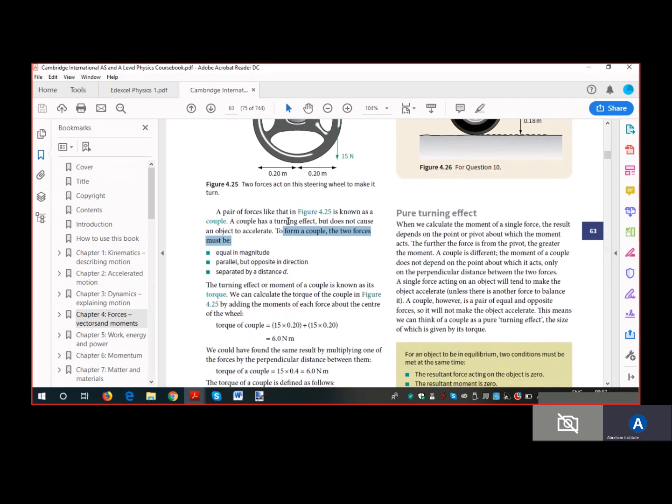So the turning effect, or moment, is called the turning effect. Another name for turning effect is moment. Okay, so the turning effect or moment of a couple is known as its torque. We can calculate the torque of the couple in figure 4.25.